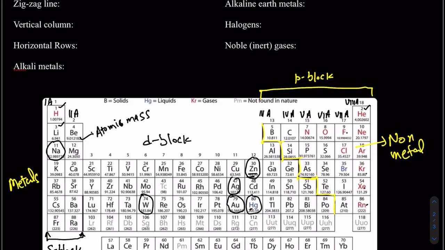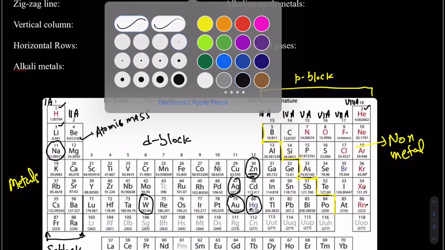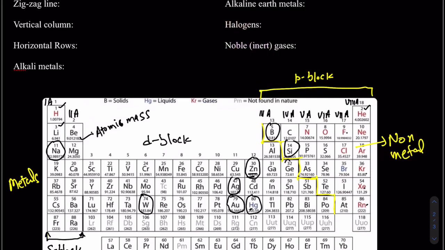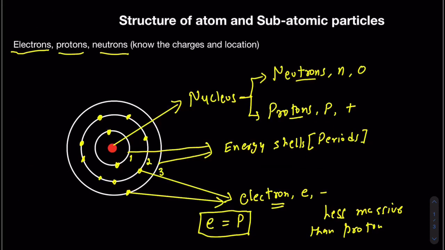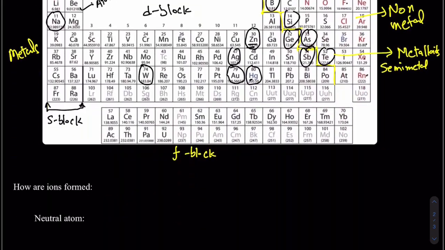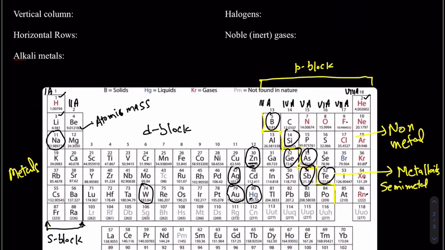Anything that sits right on the top of the stairs or the zigzag line, so we have boron, silicon, germanium, arsenic, antimony, and tellurium, these are actually going to be your metalloids. All right, so I'll just write that down here. Those are your metalloids, also called semi-metals. So they have the properties of both the metals and the nonmetals.